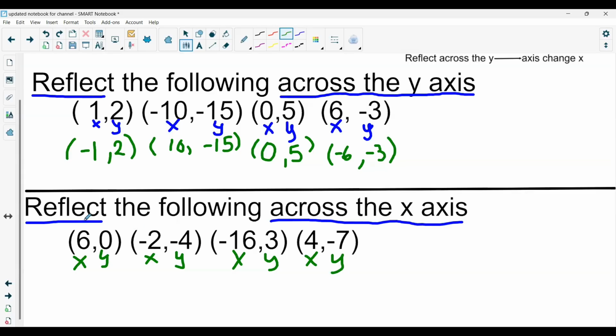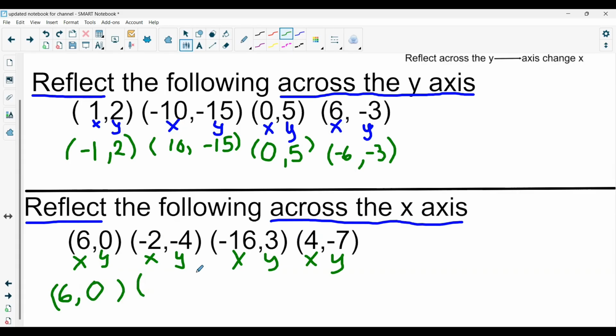All right. So it says reflect the following across the x-axis. That means all my x's are staying the same because that's what it's asking for in the question, my x's, to reflect across the x-axis. So my x is 6 here. It stays the same. Can we change 0? Nope. That's going to stay the same. Okay. What about this one?